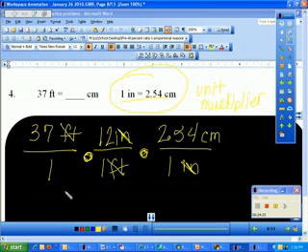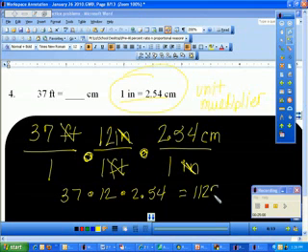Now all we have to do is multiply straight across the top. We can't cancel any numbers because we don't have any numbers in the bottom, so we're just going to multiply them. So 37 times 12 times 2.54. Multiply all that together, and you get, is it 1,127? 1127.76. We'll round it to 1127.8 because I think the directions say to round it to the nearest tenths. And of course, don't forget your units should be centimeters.